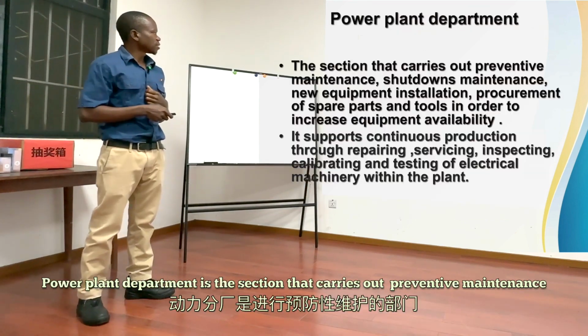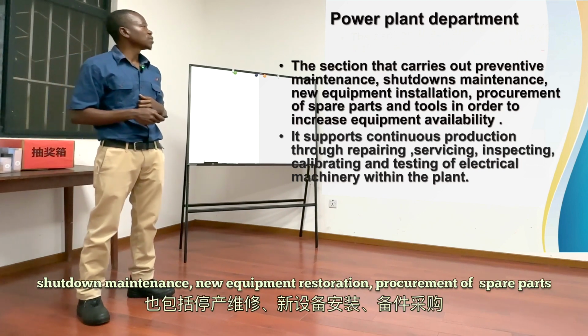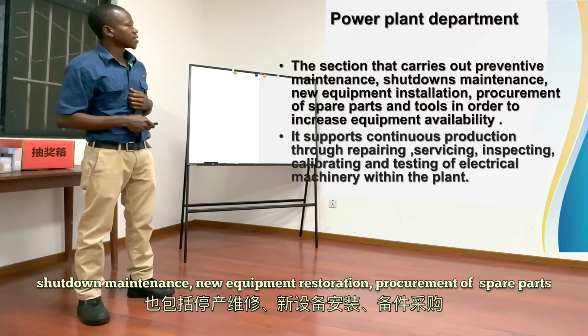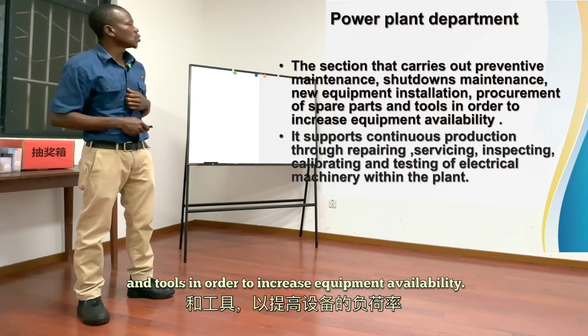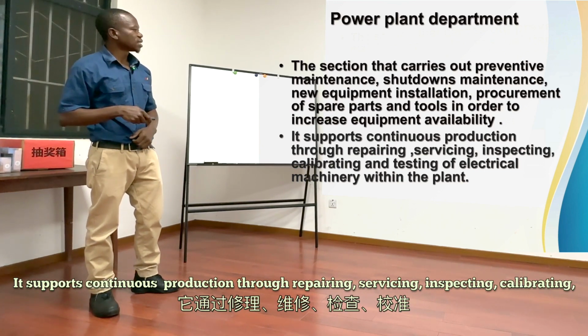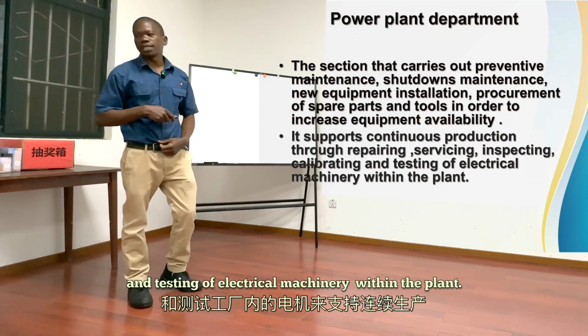Power plant department is the section that carries out preventive maintenance, shutdown maintenance, new equipment installation, procurement of spare parts and tools in order to increase equipment availability. It supports continuous production through repairing, servicing, inspecting, calibrating, and testing of electrical machinery within the plant.